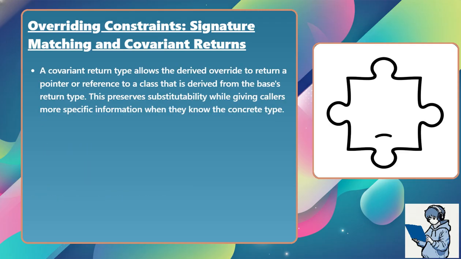A covariant return type allows the derived override to return a pointer or reference to a class that is derived from the base's return type. This preserves substitutability while giving callers more specific information when they know the concrete type.